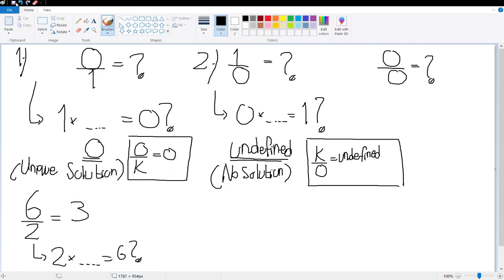Now the last one is a bit interesting. Let's say 0 divided by 0. You are thinking about 0 multiplied by what number to get equal to 0. If you think about it carefully, you might answer 0. And it's true, that's not wrong, because we know 0 multiplied by 0 equals 0. But the problem is that is not the only answer, right?